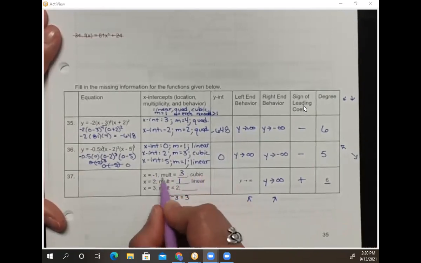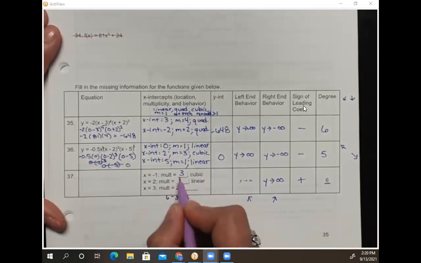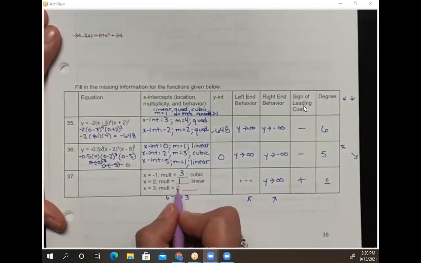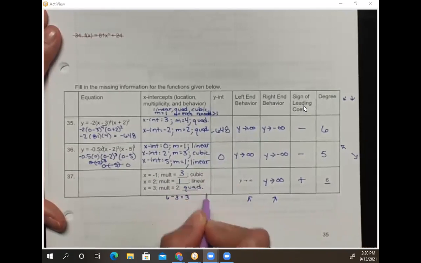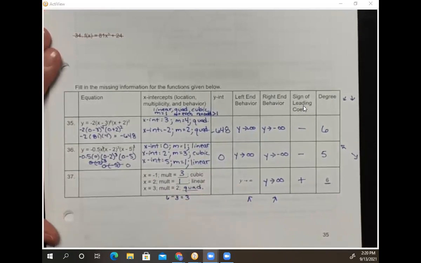It says that this first x-intercept is going to have cubic behavior. Multiplicity of 3 would give me cubic behavior, so that checks out. And then finally, I don't have the behavior for this last one. The multiplicity is 2. Since that's an even number, I would have quadratic behavior. So now I can go ahead and write my function.